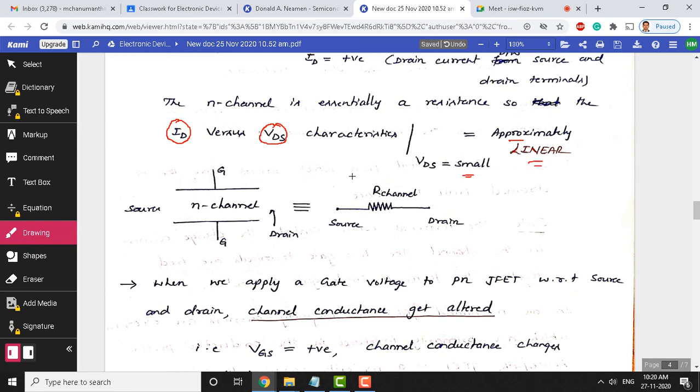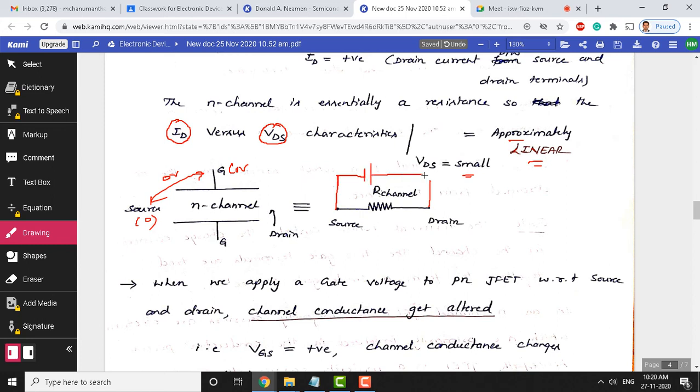This is what is shown pictorially here. We have maintained gate voltage 0, source voltage is also 0, so gate to source is 0 volts. Now the channel is offering a constant resistance, and we have applied a voltage between the drain and source. This voltage is going to be very small.